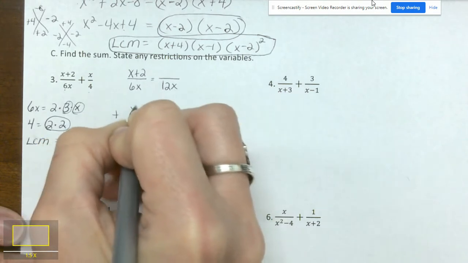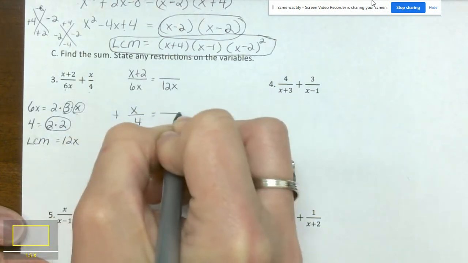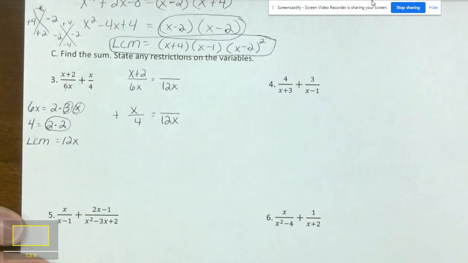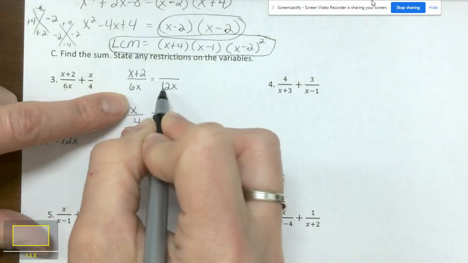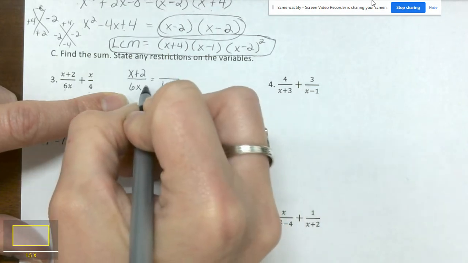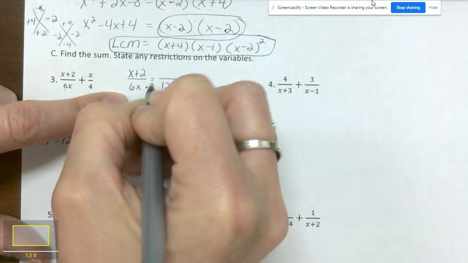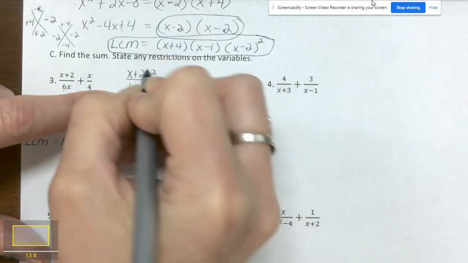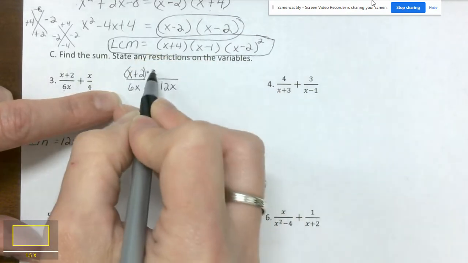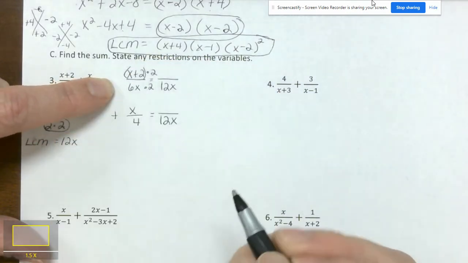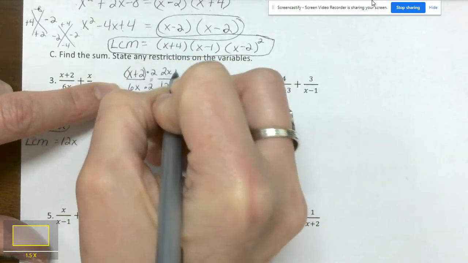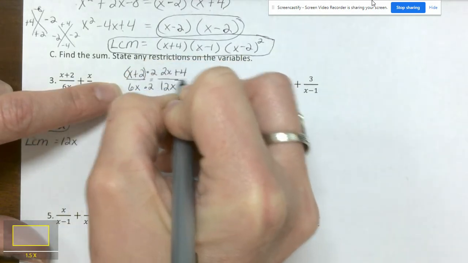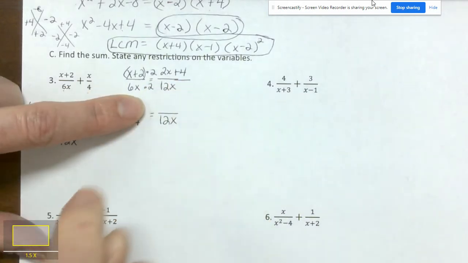So I want to change x plus 2 over 6x to something over 12x. And then I'm going to add to that x over 4, and I need to change that to something over 12x. So what do you multiply 6x by to get 12x? That's a 2. But whatever you do down here, you got to do up here. So put parentheses around that so you know that you have to put that 2 with everything there. Okay, so this is going to be 2 times x is 2x, plus 2 times 2 is 4. So 2x plus 4 over 12x.